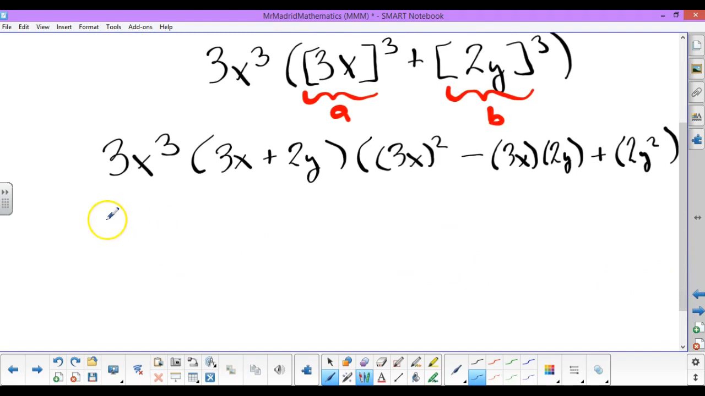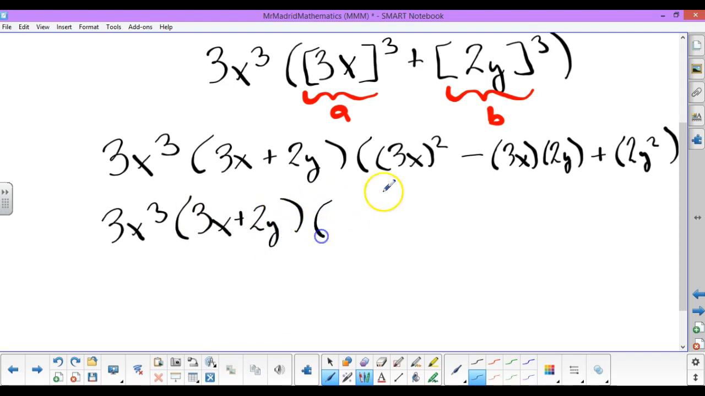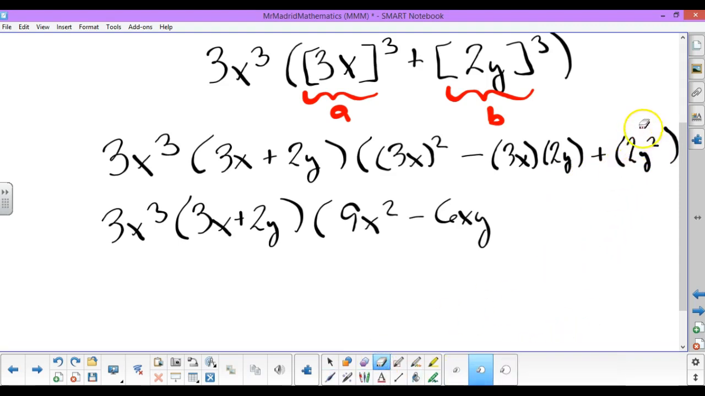Alright, so let's go and take care of that. This turns out to be 9x squared. This turns out to be negative 6xy. And this guy in the back, ooh, I hope you caught that. If you did, you're on point by following the formula. It happens to be 2y squared, that's b squared, and that's what I missed. So it would be plus 4y squared.